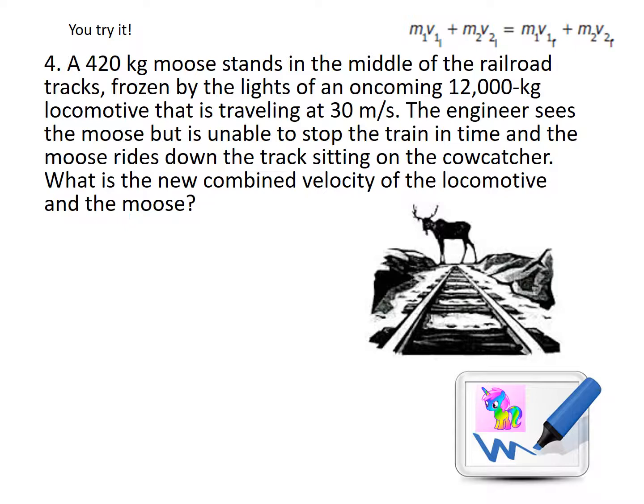So this is very similar, so go ahead and try it on your own. Try to write your before and after chart, and also try to set up your equation.